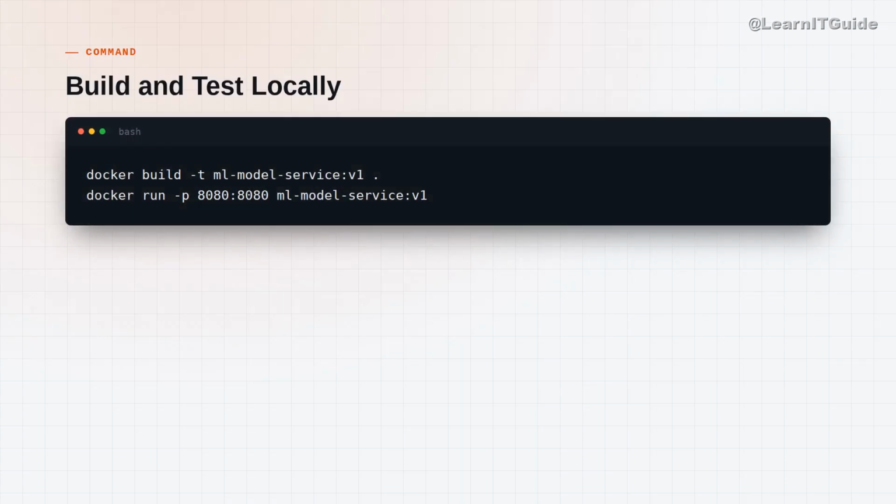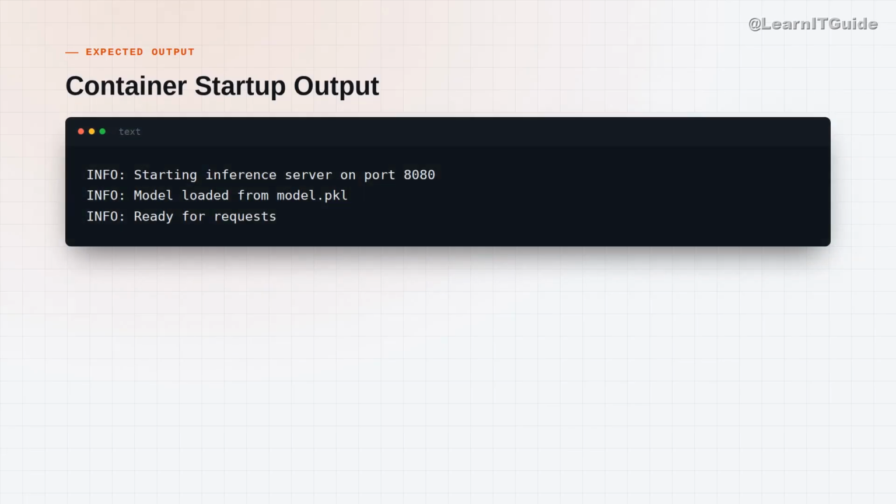We tag the image with a version number for traceability. The run command maps our container port to the host. You need to ensure your local environment mimics production as closely as possible. This is what success looks like. If you do not see the model loaded message, your model file path is likely wrong. Always check your working directory inside the container if you see a file not found error here.